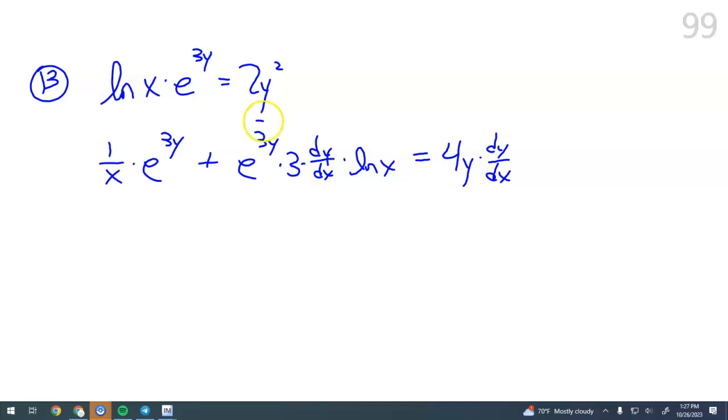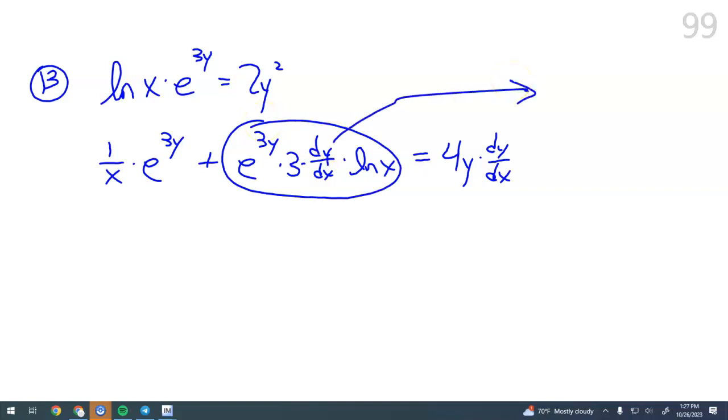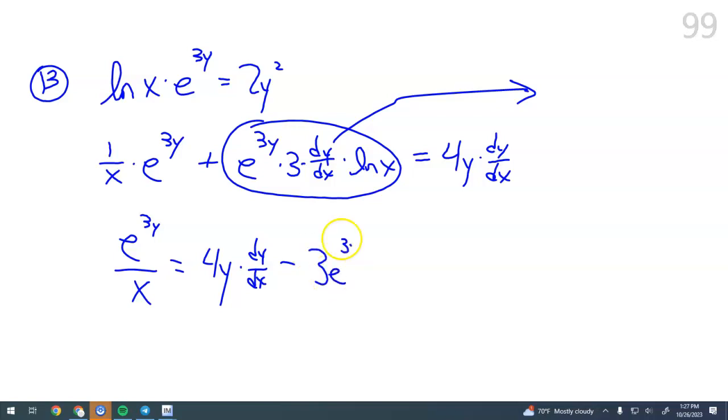So then I noticed that this has a dy dx in it, and so does this. So I'm going to move over there this time. And I'm going to rewrite this as e to the 3y over x. And then over here I'll have 4y times dy dx minus, and you can leave this in that order. To me that just looks ugly. It's like an OCD thing for me. You can leave it, but I'm going to rewrite it. Put the number in front and the dy dx at the end. But again, that's just my personal preference. You don't have to do it that way.